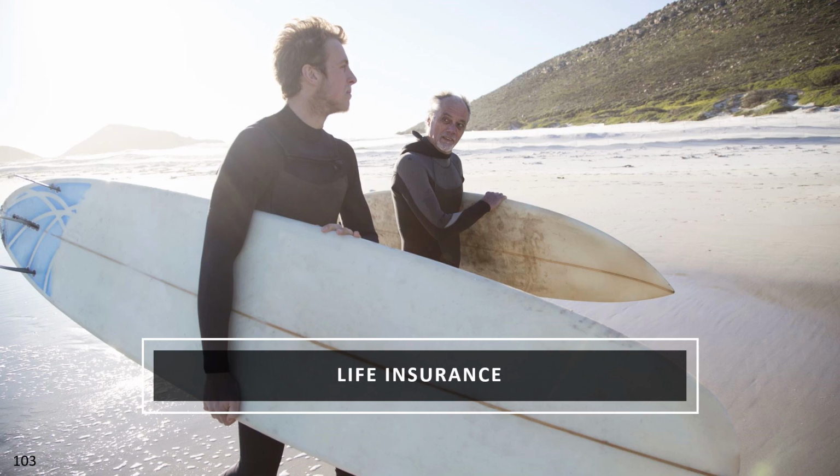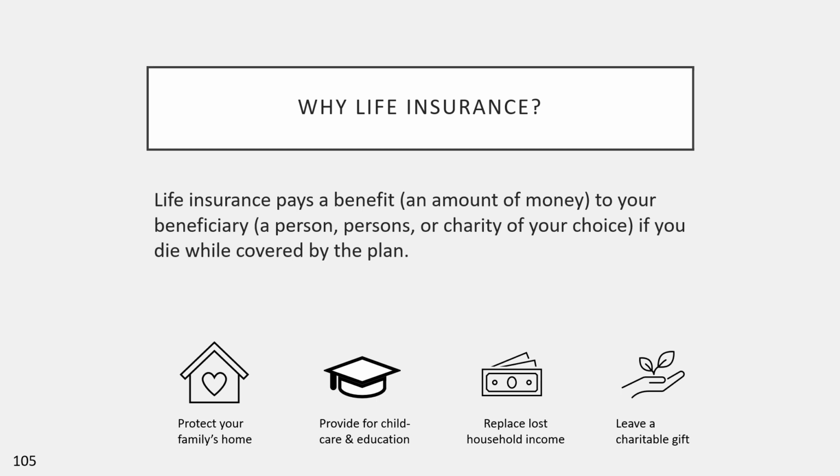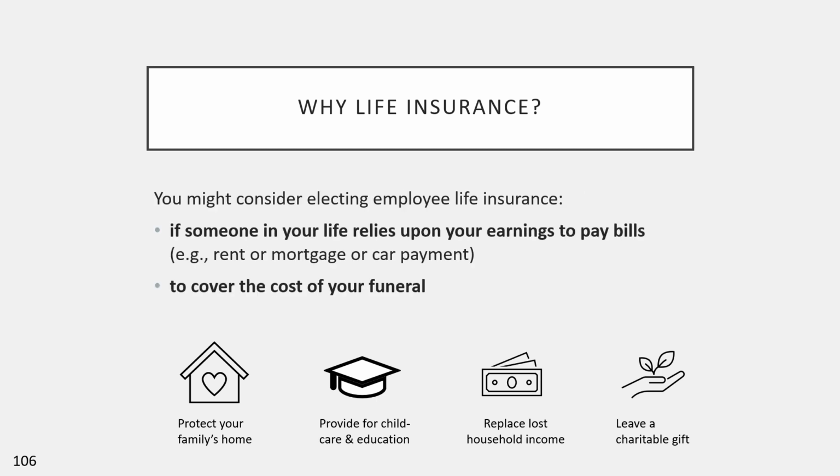And now we move on to life insurance. There are 2 or possibly 3 life insurance plans available to you. Life insurance could be important to you because in the event that you pass away while covered by the plan, a life insurance policy would pay an amount of money to your chosen beneficiaries. You might consider electing an employee life insurance policy if you have people in your life who rely upon you to pay some or all of their bills, or simply to cover the cost of your funeral if you were to die.